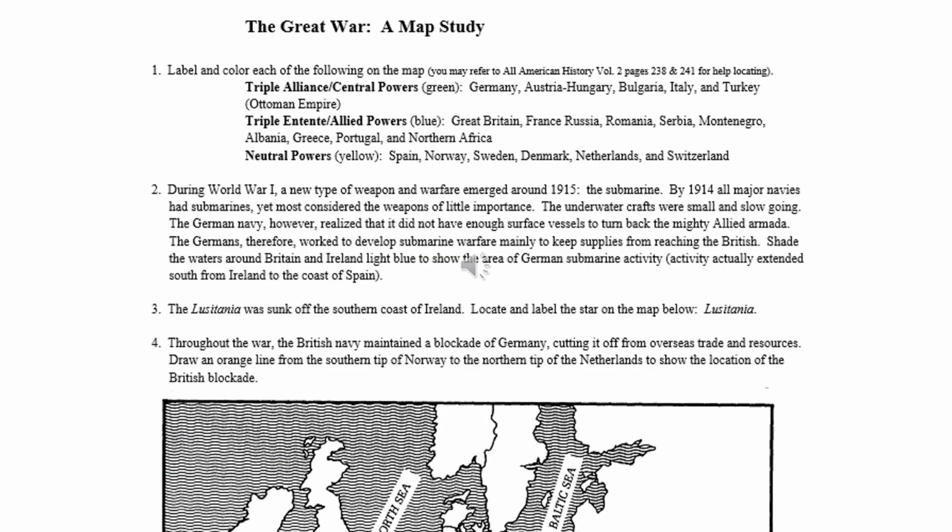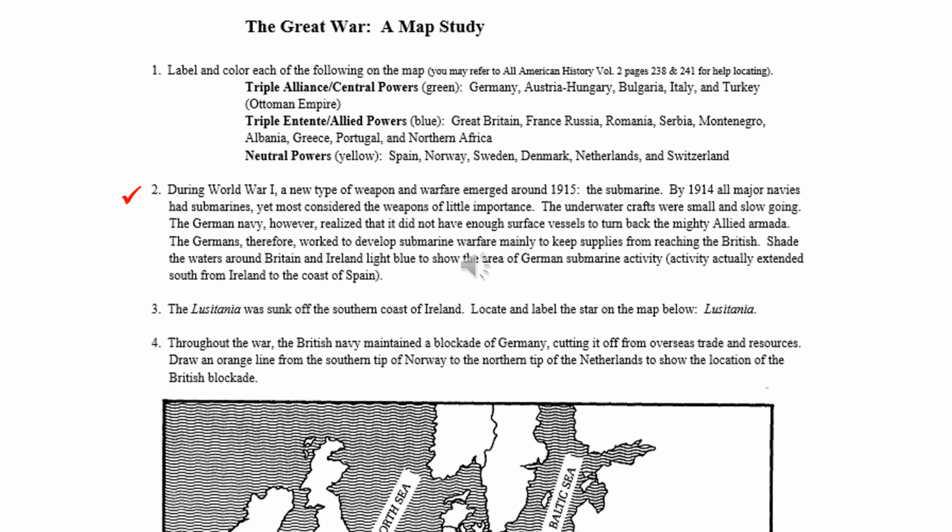Now, switching back to the top of the page, it says during World War I, a new type of weapon in warfare emerged around 1915, the submarine. By 1914, all major navies had submarines, yet most considered the weapons of little importance. The underwater crafts were small and slow going.